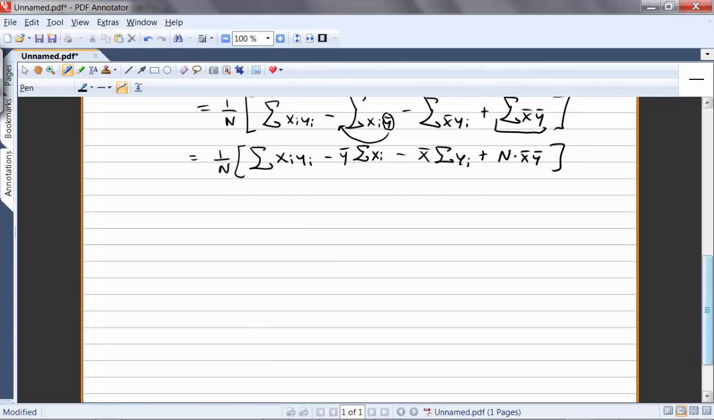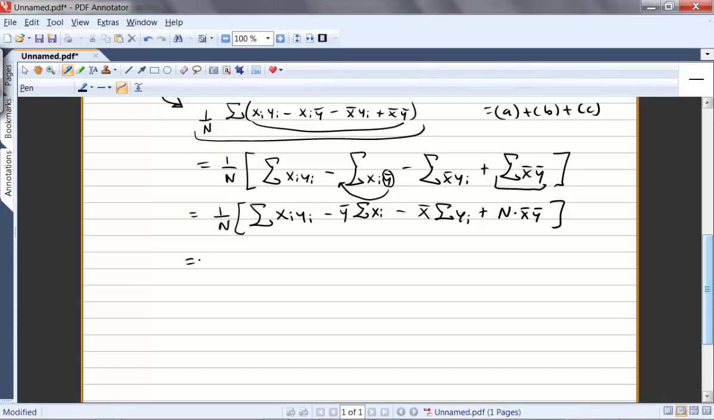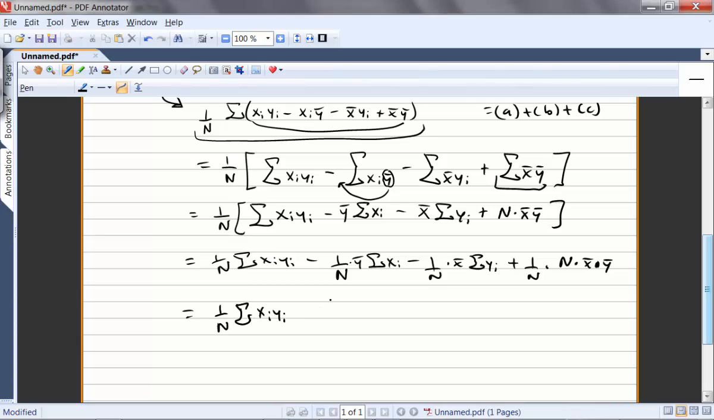So we've gotten it down this far. Now we can pass this 1 over n inside of the brackets. Now it's 1 over n times y bar times the sum of the xi's, minus 1 over n times x bar times the sum of the y's, plus 1 over n times x bar times y bar. That equals 1 over n times the sum of xi yi, minus.